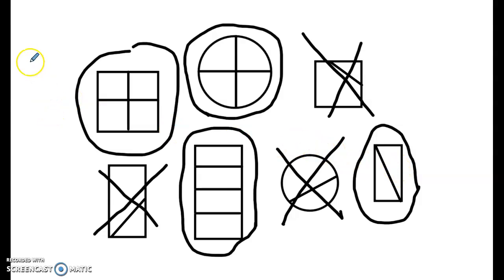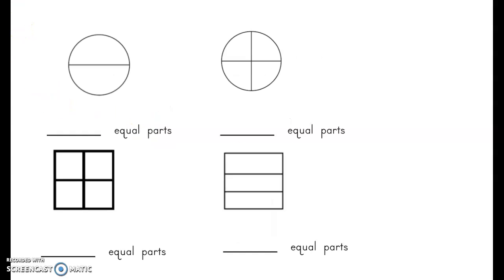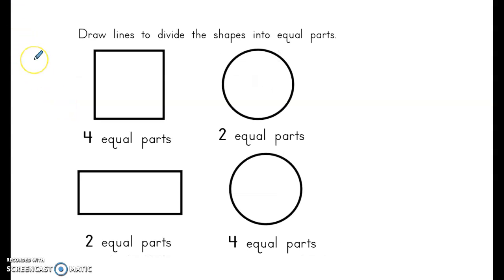So I just want to give you a quick preview of what you're going to work on in your Seesaw activity today. So there are three separate student pages. And on the first one, you're just going to use your pen tool to circle either yes or no if the shapes are divided into equal parts. And on the next page, you're going to use your pen tool again, or you could type if you would like, and you will write in the number of equal parts that you see in each of the shapes. And then on your third and final page for today, you'll use your pen tool and you will draw lines to divide the shapes into the amount of equal parts written right below.